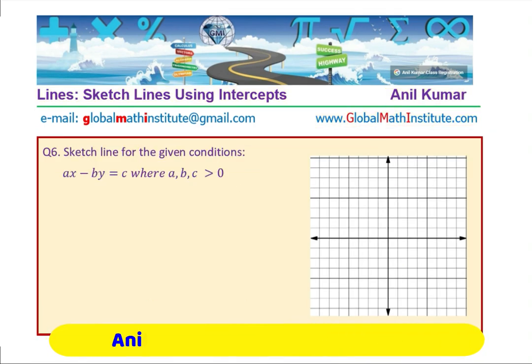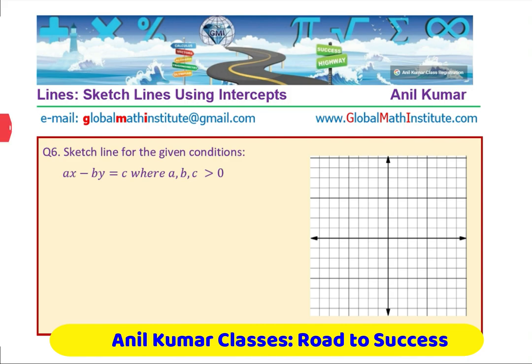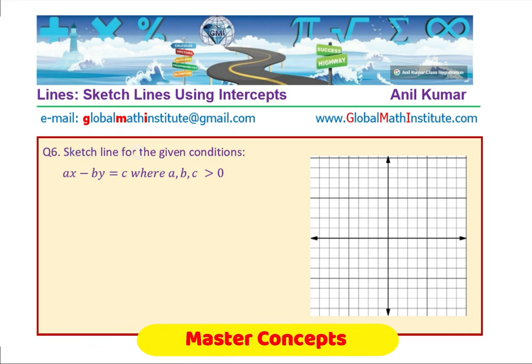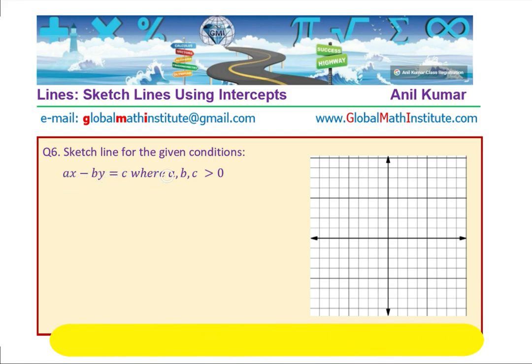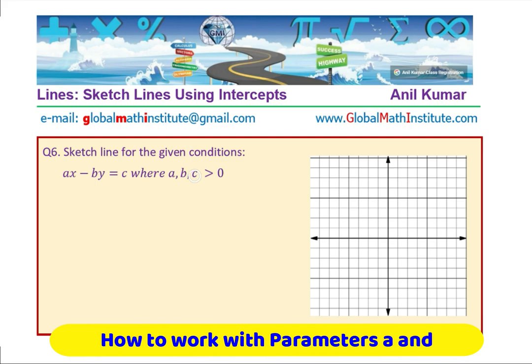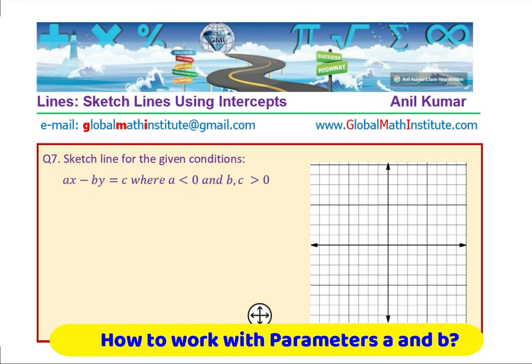Well, here's a question for you. I'm treating this as question number 6. The first 5 questions we will do in another video. Sketch a line for the given conditions ax minus by equals c, where a, b, and c are all positive. So you have to sketch a possible line. Then we have question number 7, where the equation is ax minus by equals c. However, a is less than 0 and b and c are this time positive.